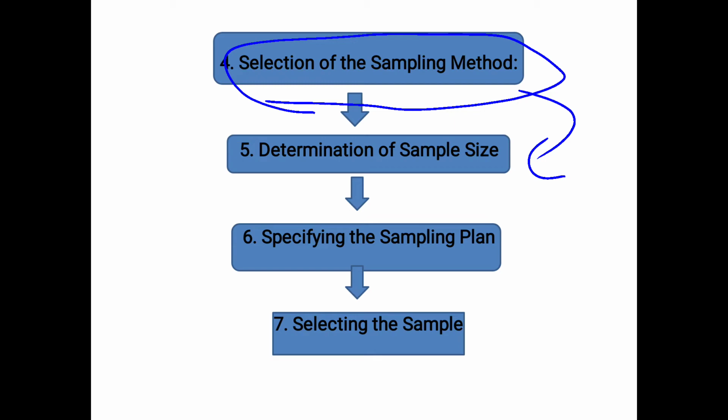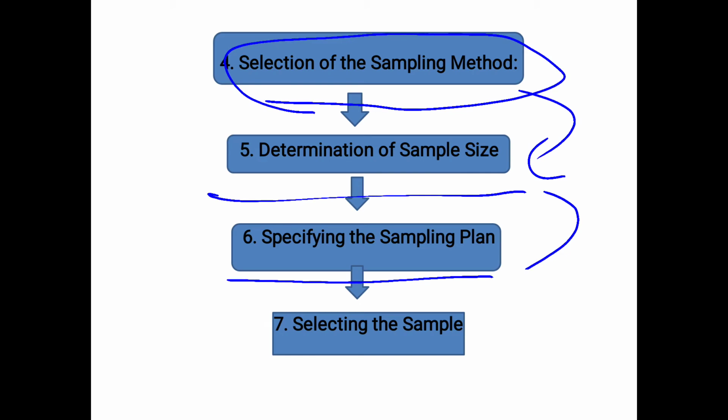In this step, the specifications and decisions regarding the implementation of the research process are outlined. So in specifying the sampling plan, you need to specify clearly your sampling plan. After deciding the number of units in the sample, next you specify the sampling plan, that is the decision regarding the implementation of the research process.